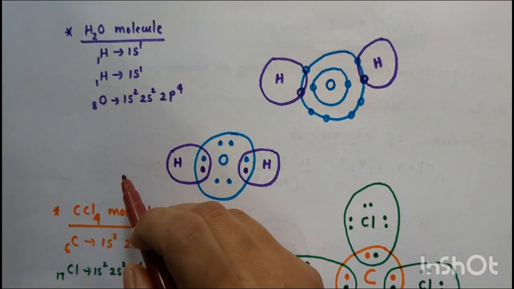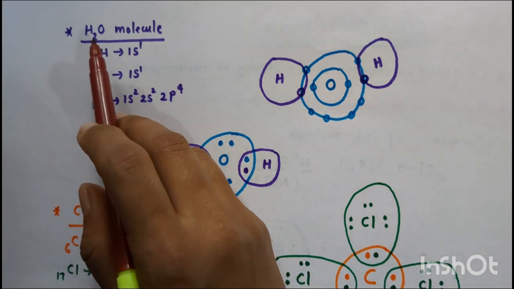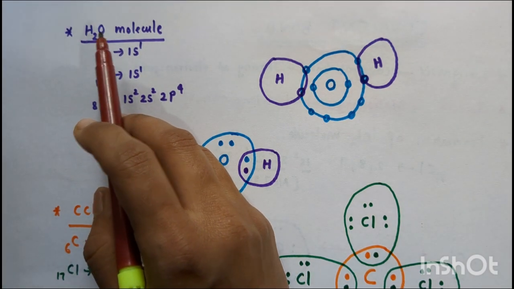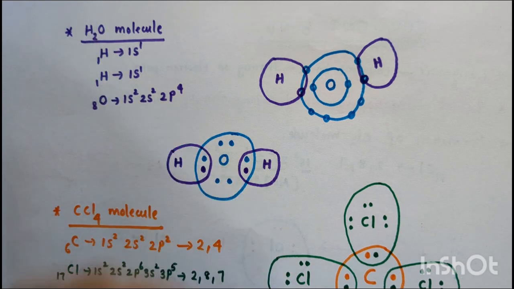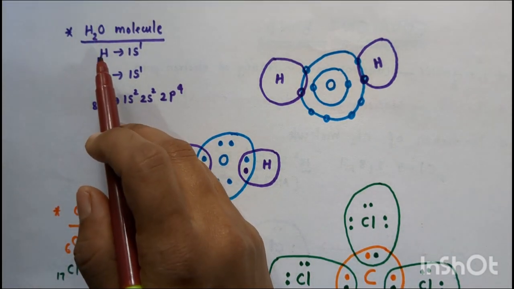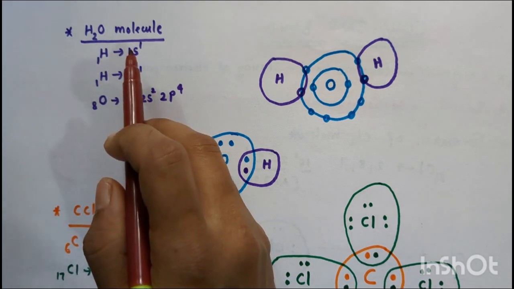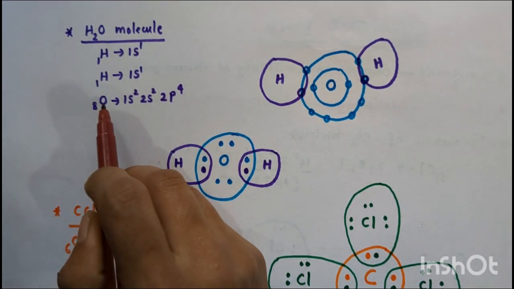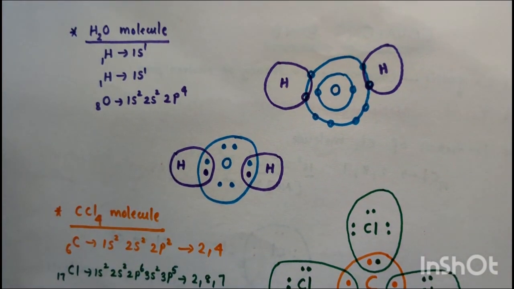Now, let us consider the formation of a water molecule. When you consider the water molecule, H2O, there are two hydrogen atoms and one oxygen atom. The hydrogen atom's atomic number is 1, so its electronic configuration is 1s1. For the next hydrogen atom also 1s1. Only one oxygen atom is here.